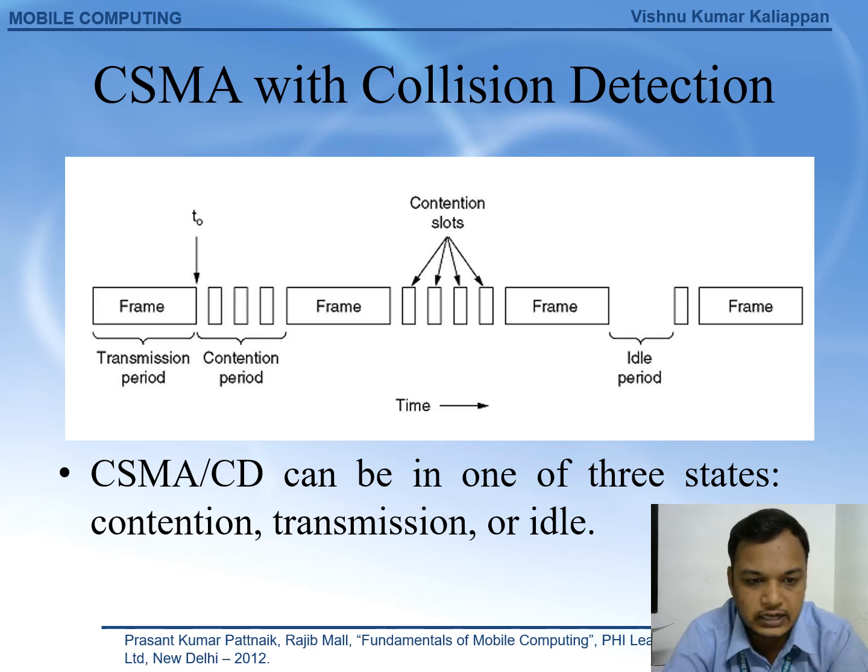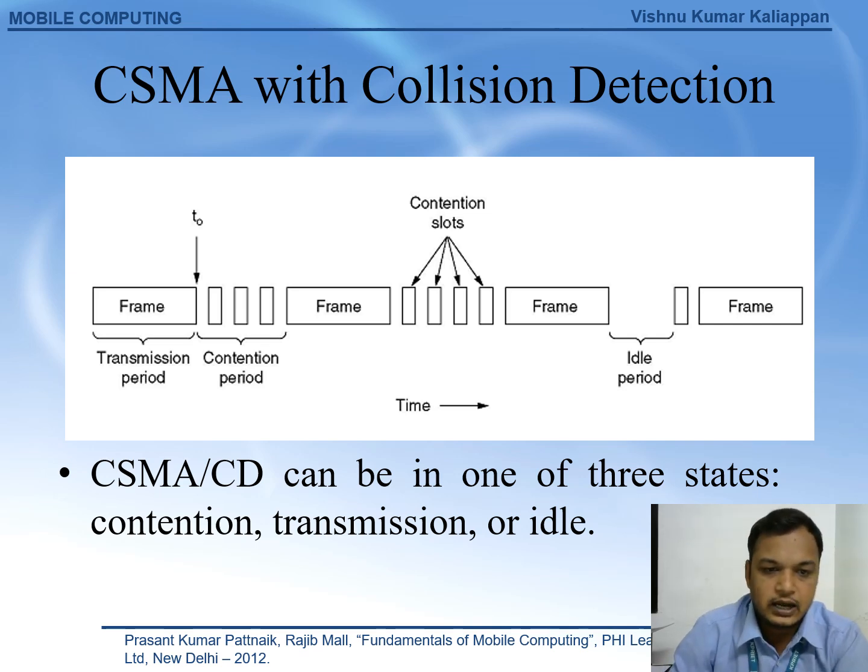The first frame is transmitted, that is the transmission period, and this is the contention period. Followed by that, the next frame is trying to send, and then it comes under the contention slots. If the channel is idle, the data transmission takes place. If it is busy or any collision occurs, the complete transmission will be aborted by sending the jamming signal, and it will try to retransmit the data after a random amount of time. So CSMA/CD can be in one of three states: the contention state, the transmission state, or the idle state.